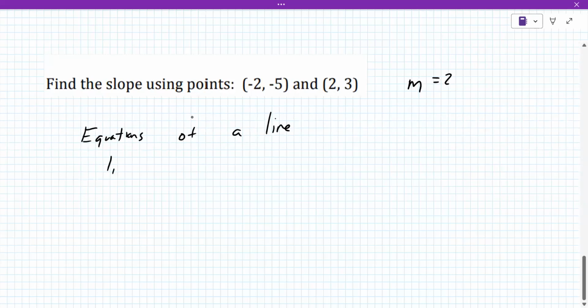Do you remember any of them? I'll pick any of them. Either the name or the equation, or nothing. Like, it's just rise over run.